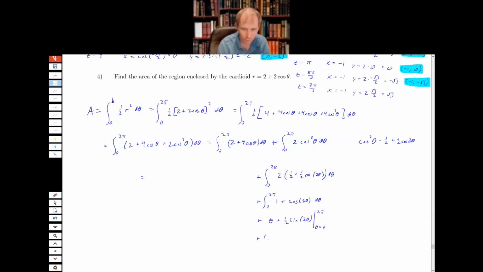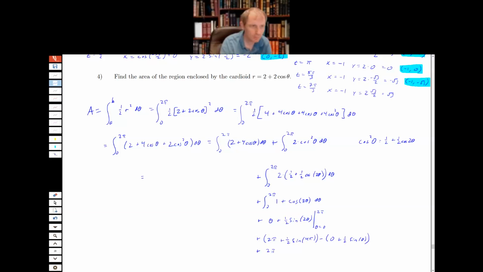Okay, so when I plug in, I'm going to get 2 pi plus 1/2 sine of 2 times 2 pi, which is 4 pi, minus 0 plus 1/2 sine of 0. Okay, so sine of 0 is 0, sine of 4 pi is 0, so we just get a 2 pi on here.